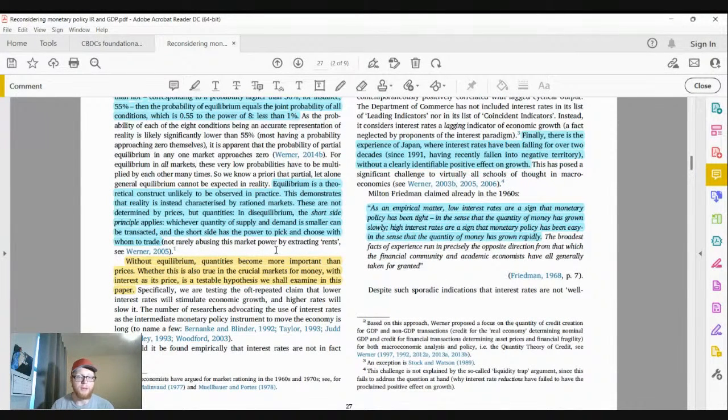This demonstrates that reality is instead characterized by rationed markets. These are not determined by prices but quantities. In disequilibrium, the short side principle applies. Whichever quantity of supply and demand is smaller can be transacted, and the short side has the power to pick and choose whom to trade.